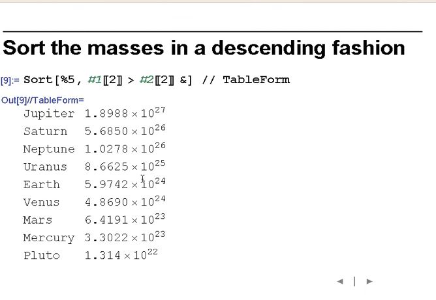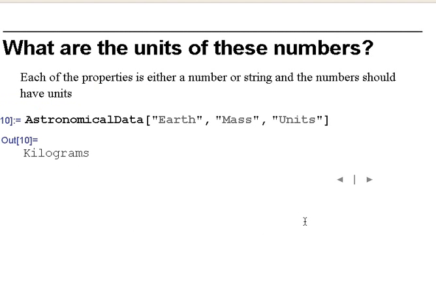And let's sort the masses in a descending fashion. So Jupiter is the largest, Saturn's the second largest, Earth is the fifth largest. It's bigger than both Venus and Mercury, or it's heavier. It has more mass than both Venus and Mercury. And Pluto is the smallest. And these are obviously scientific notation numbers. Now, what are the units of these numbers?